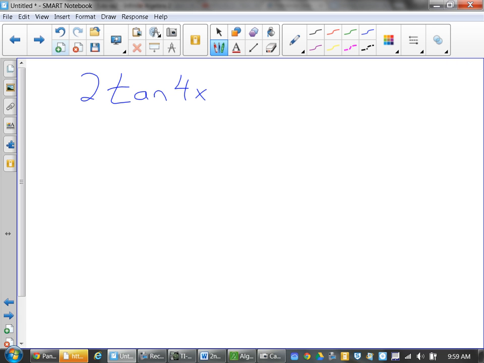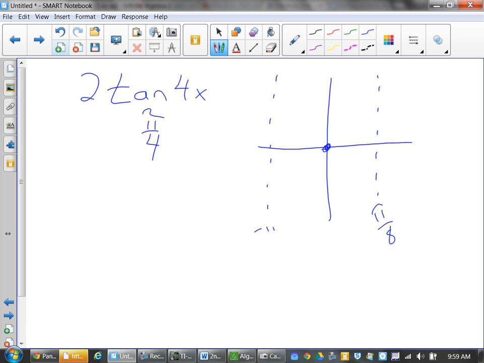Let's just say you have tangent 4x, and you need to graph it, find your asymptotes, and all that kind of stuff. Tangent. Your period is going to be pi over b. When I go to plot that, tangent always goes through the origin. Your asymptotes are placed at half the period on both sides. So it would be at pi over 8, and negative pi over 8.